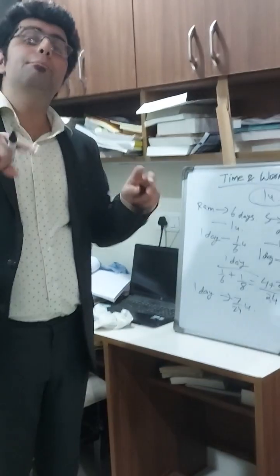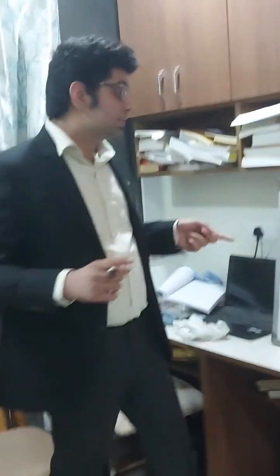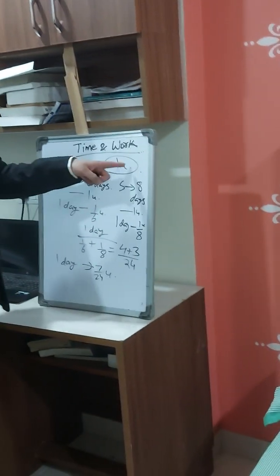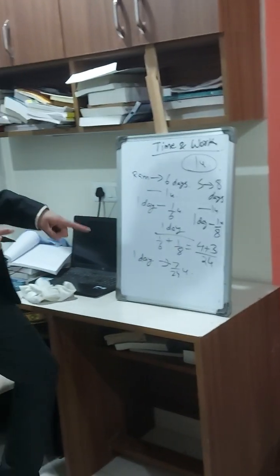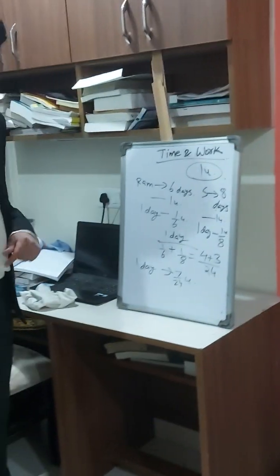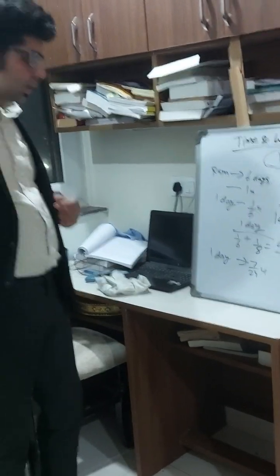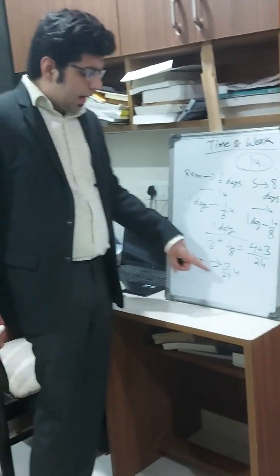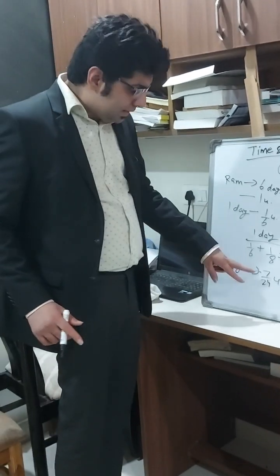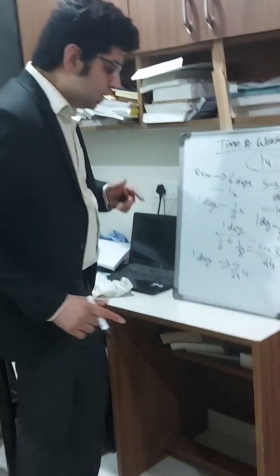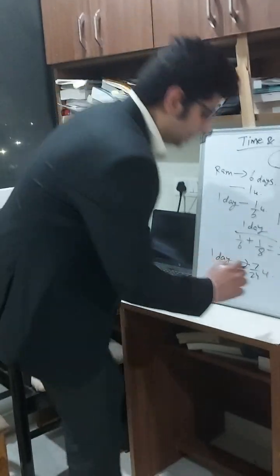But we need to find how many days they will take to do the complete work. Complete work, as I told you in the beginning, is 1 unit. So now we have to make the RHS 1. So how can we do it? Can you think? If we multiply the RHS by 24 by 7, that is the reciprocal of this number, we will get 1 unit, right?